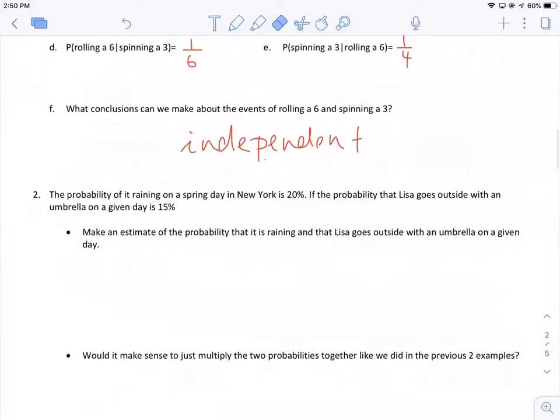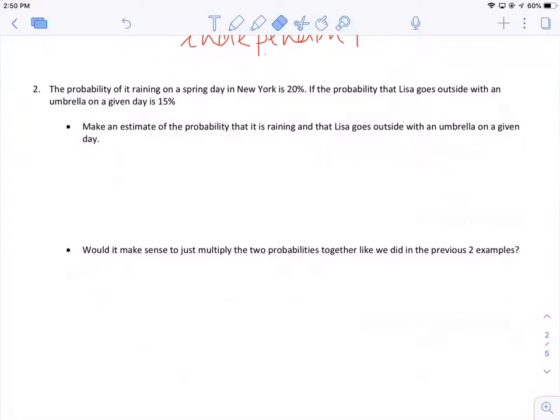So for example, 2 here, we're not going to calculate anything. We're just going to think about it. But given that the probability of it raining on a spring day in New York is 20%, what is the probability that Lisa goes outside with an umbrella? I'm sorry, if the probability that Lisa goes outside with an umbrella is 15% on a given day, make an estimate of the probability that it is raining and that Lisa goes outside with an umbrella on a given day.